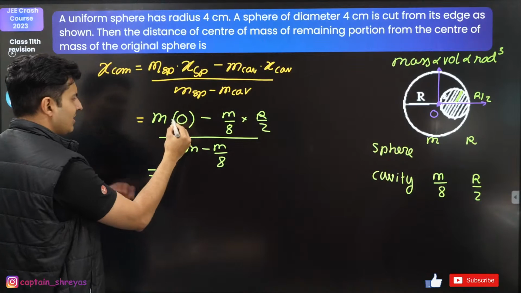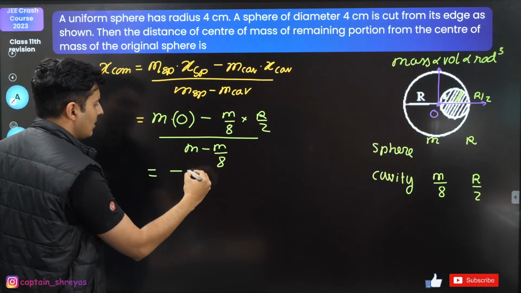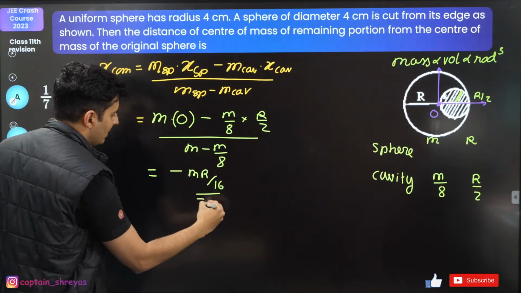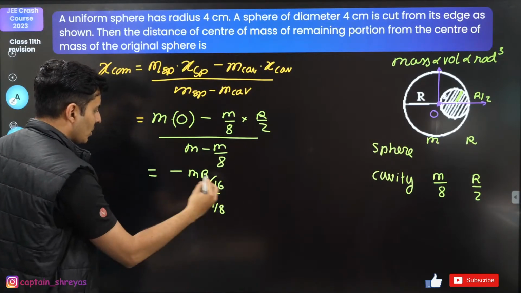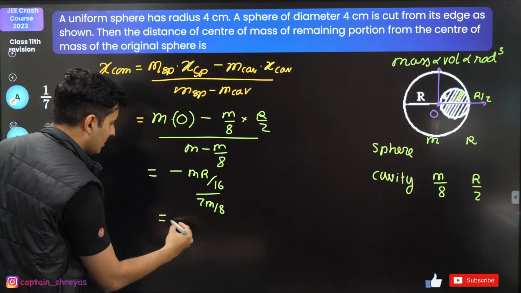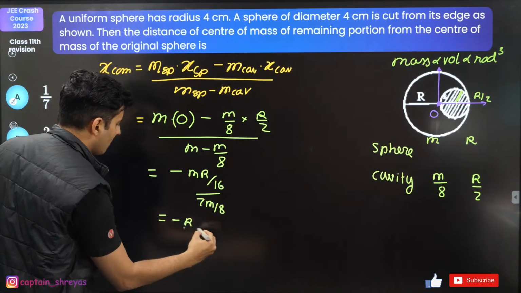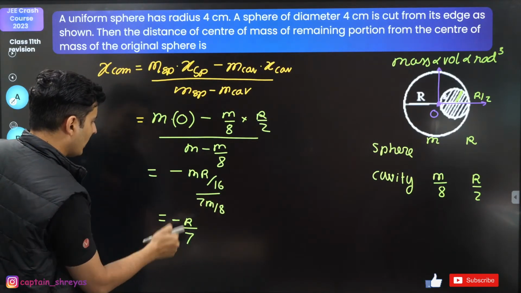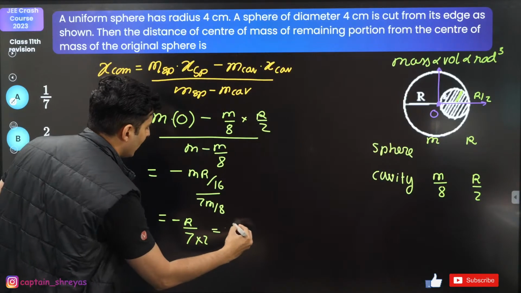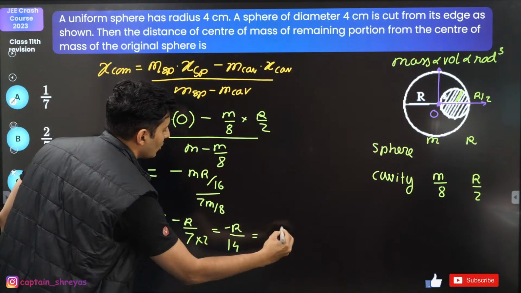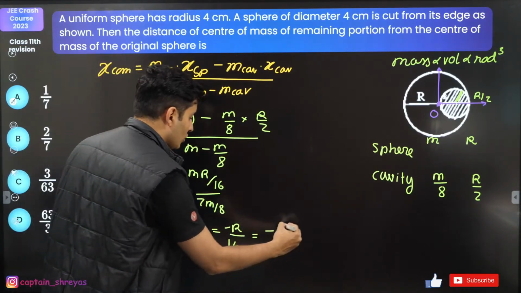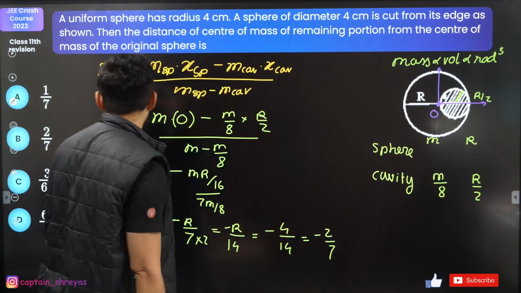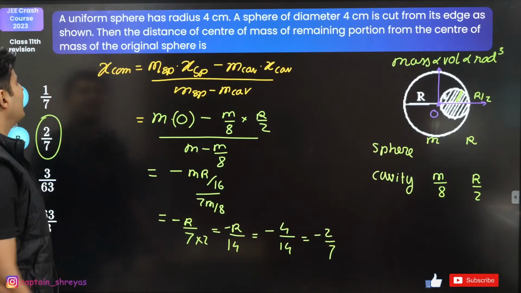Now it's simple. This is 0. So this will become minus m r by 16 divided by 7m by 8. So m cancels. So minus r by 7. So I think this 2 will also be there. So into 2. So minus r by 14. So radius is 4. So 4 by 14, which is minus 2 by 7. So minus 2 by 7, or 2 by 7 magnitude wise, that is there.